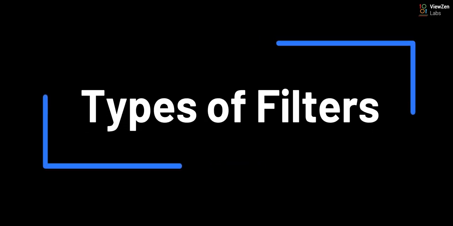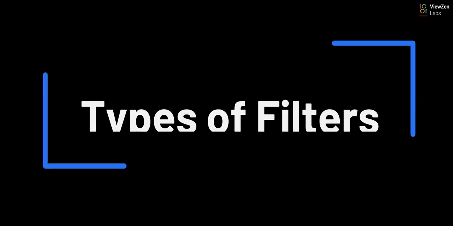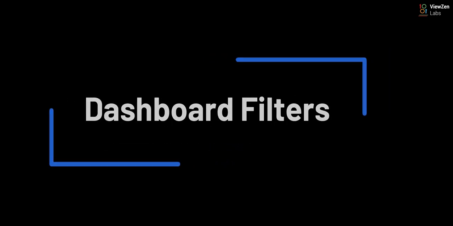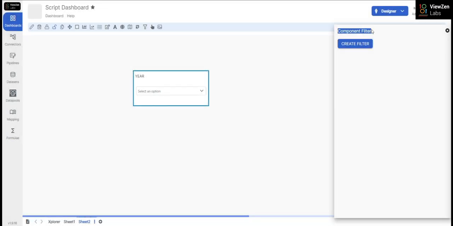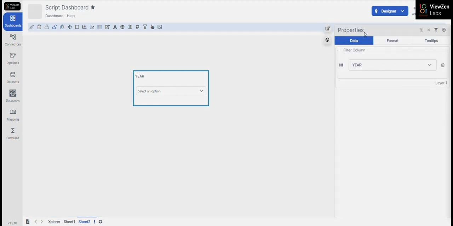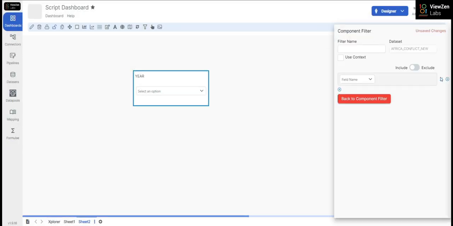ViewZen Analytics provides 4 kinds of filter to be used in the dashboard: component filters, sheet filters, dashboard filters, and end-user filters. Component filters can be used to view data of interest on a specific component by permanently applying the filtering conditions. Component filters can be applied on any of the dashboard components, such as a custom card, grid, geomap, or chart. Each component has a filter button on the top right corner of the property pane. Click on the filter icon to add, edit, and delete filters.